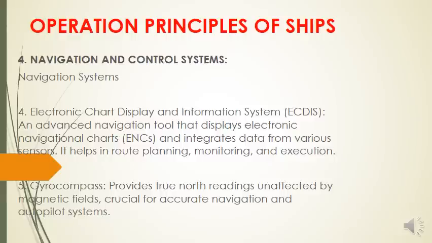Number 4, electronic chart display and information system. Electronic chart display and information system is an advanced navigation tool that displays electronic navigation charts and integrates data from various sensors. It helps in route planning, monitoring, and execution. We also have the gyro compass, which provides true north readings unaffected by magnetic fields. It is crucial for accurate navigation and autopilot system.